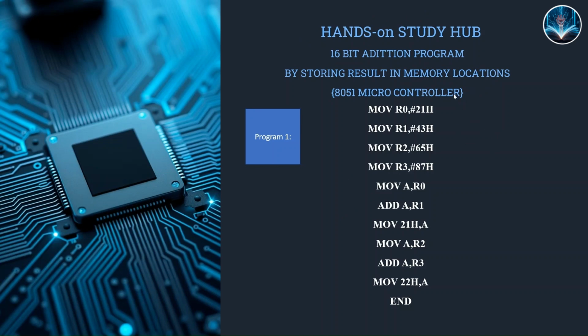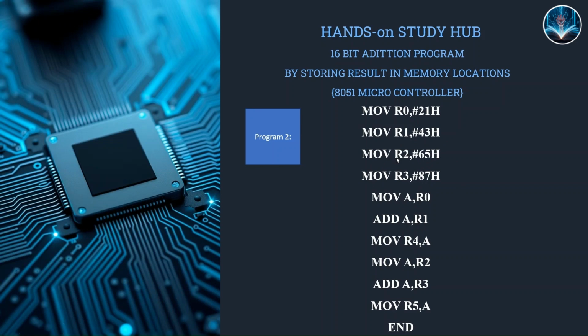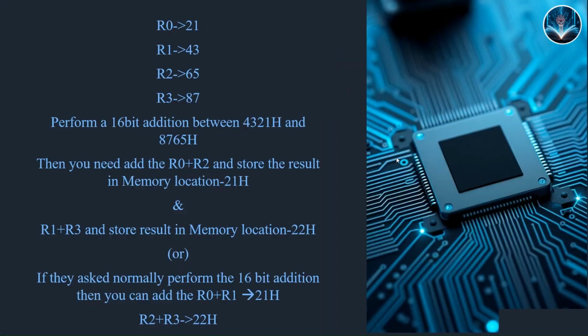The 8051 microcontroller is an 8-bit processor, meaning it can handle only 8-bit data at a time. To perform 16-bit addition, we need to break the operation into two 8-bit additions. Initially, we add the LSBs, and then we add the MSBs along with any carry from the LSB. For better understanding, let's see this once.